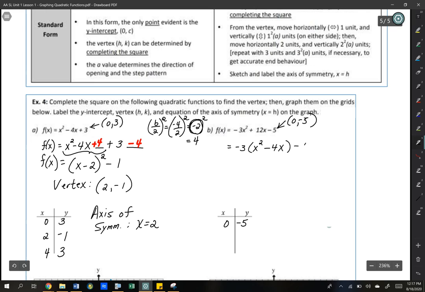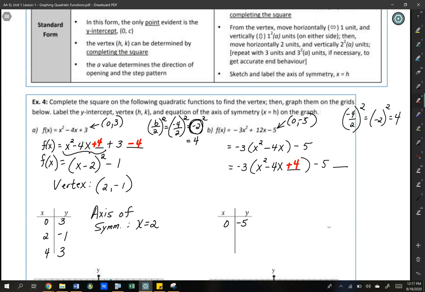Right, so I haven't really changed anything yet. Negative 3 times x squared is negative 3x squared. Negative 3 times negative 4x is positive 12x. Now let me put in my placeholders to complete the square. My b value for completing the square is negative 4. And my complete the square value is 4.